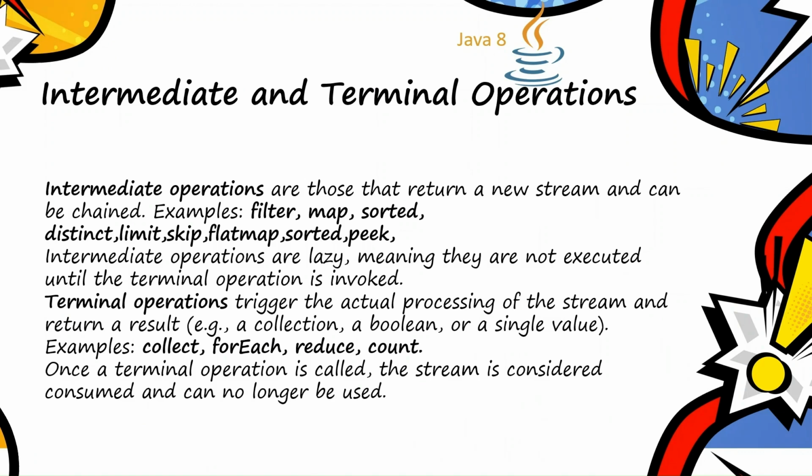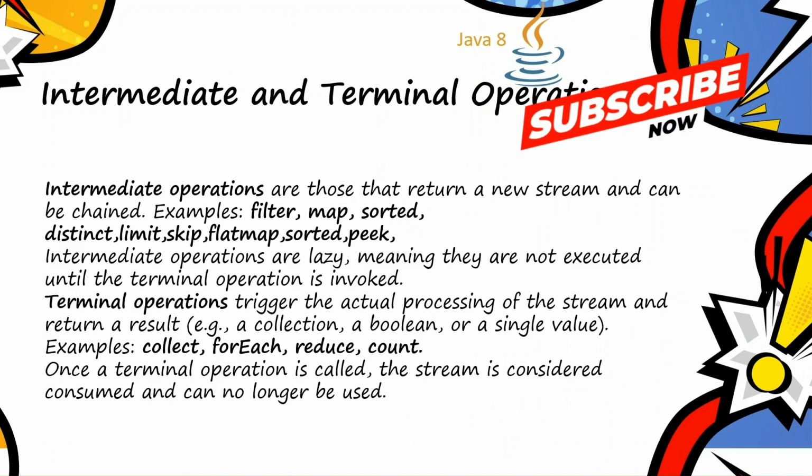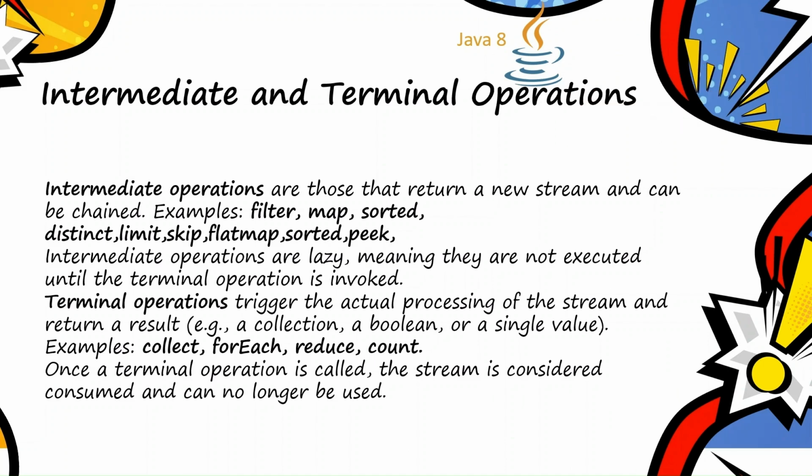Some of the key characteristics of streams: first, they are lazy. Intermediate operations like filter and map are only evaluated when a terminal operation is called. Second, streams don't modify the original source. Streams work on copies of data, leaving the original collections unchanged. Third, parallel processing. They can process your data in parallel, improving performance for large data sets.